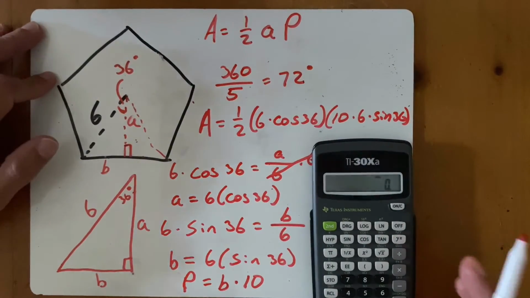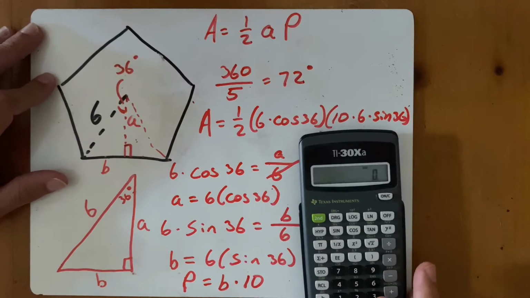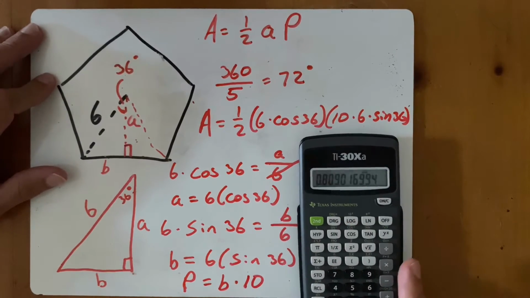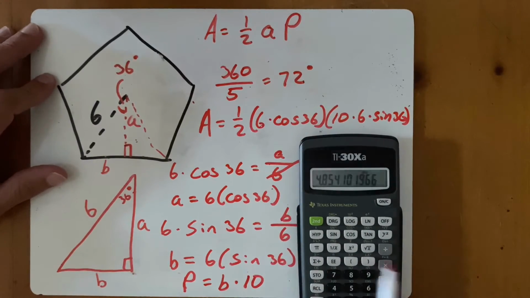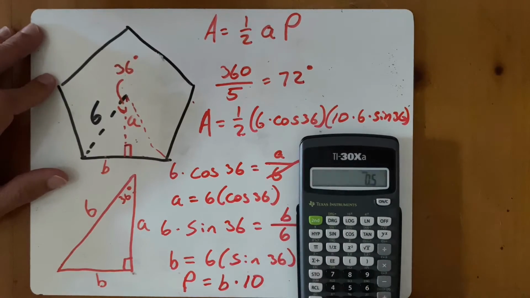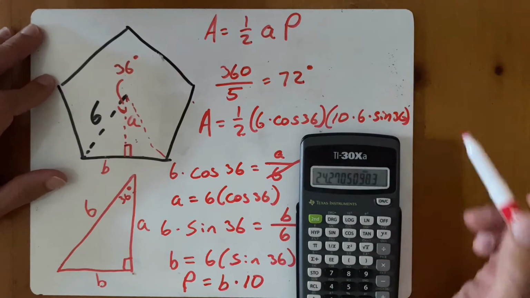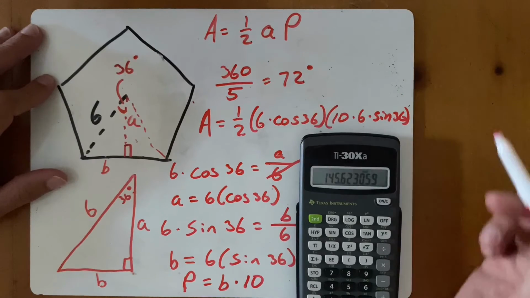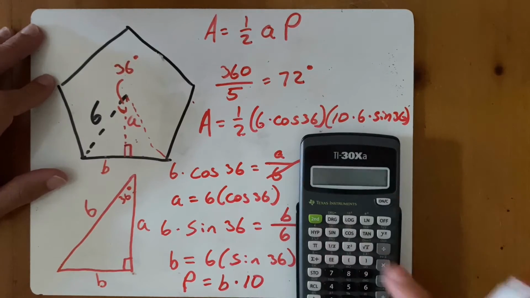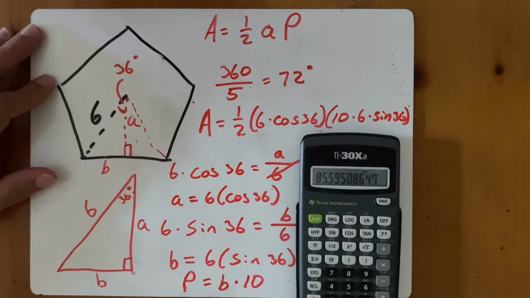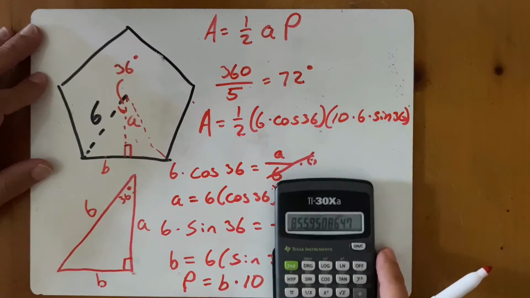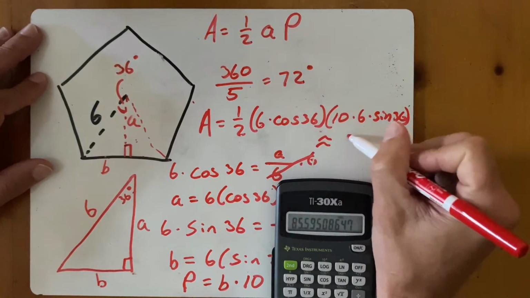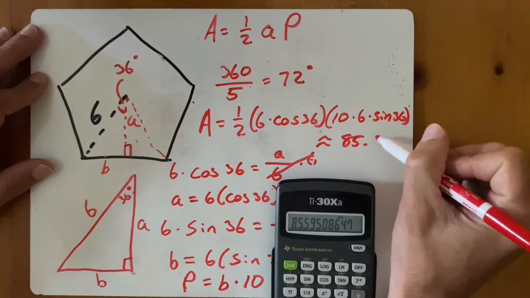All right, so let's start off with the cosine of 36. So we're gonna do 36 cosine times 6 times 1/2 times 10 times 6 times the sine of 36 equals, and there is our final answer. Now we can round it off. So the area is going to be equal to approximately 85.6.